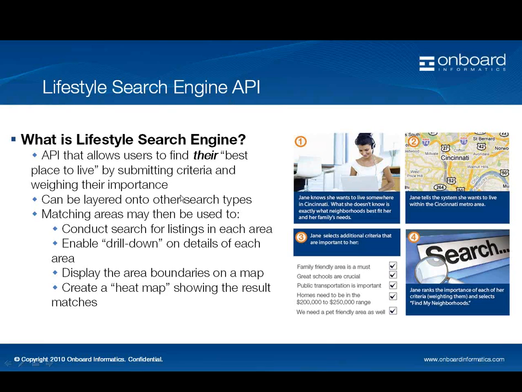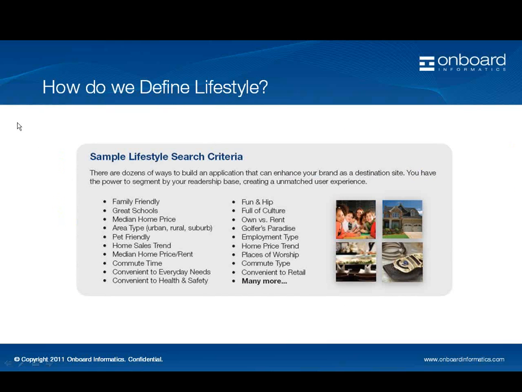I think there's a lot that can be done. Being an application, you can show a number of different results. You can show area boundaries so people can get a frame of reference of where these areas are. And so I'm talking about lifestyle, but how exactly do we define lifestyle? There really is no one right answer. Everybody has a different lifestyle or different preferences.